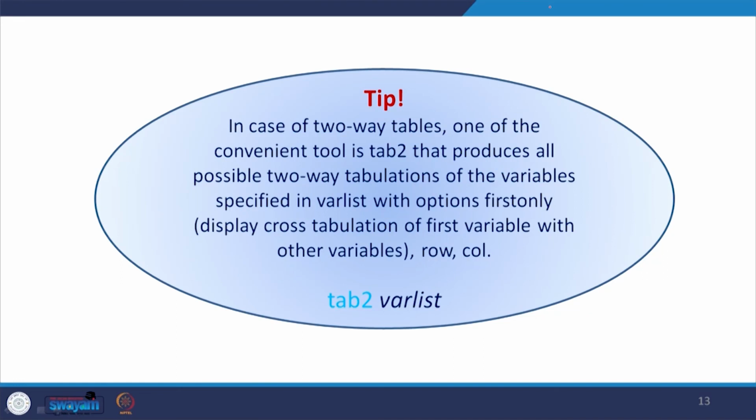Let us proceed, you can operate. One tip for you is that in case of two-way tables, one of the convenient tools is the tab2 option, that produces all possible two-way tabulations of the variables specified in the variable list. With the first option only, it displays cross tabulation of the first variable with the other variables, that is through row and column. So, tab2, similarly tab1 I told you, similarly you can go through tab2 with a variable list, and you will also get those details correctly.